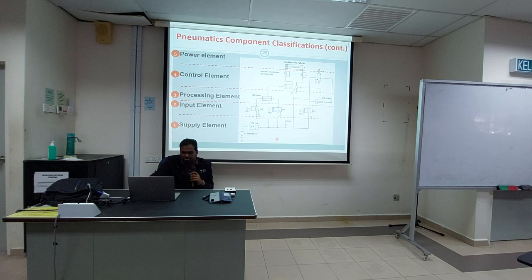Okay, so ini adalah contoh pneumatic circuit yang you akan design. Tengok, dia start dari supply element dekat bawah. Okay, so you ada compressor, ada FRL unit. So supply, dia masuk ke input. Dekat sini ada push button. Push button 1, push button 2, push button 3. Kemudian ada processing element, OR valve or AND valve. Then you ada control element, direction control valve. Then you ada double acting cylinder. Semua ni ada dekat your FluidSIM. Okay, so balik rumah tu, you try design circuit ni dalam FluidSIM. Try to execute. So software tu, you just try and error lah. Okay, before your lab.